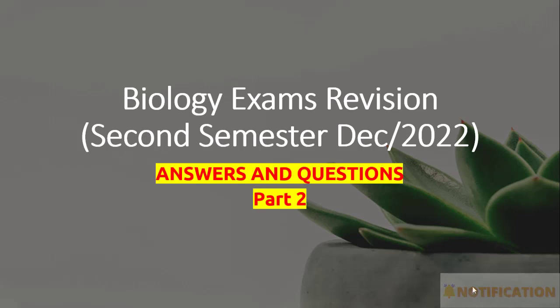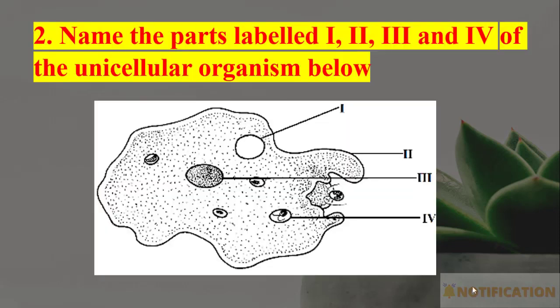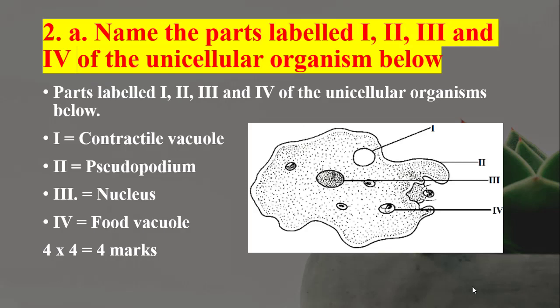The first question was the identification of parts of a unicellular organism, and this is an amoeba. It's of high grade for students to be able to identify or make out the organism, and therefore be able to identify the parts. So what are the parts? We have I, then IV. The I is the contractile vacuole, all right, because an amoeba needs a contractile vacuole.